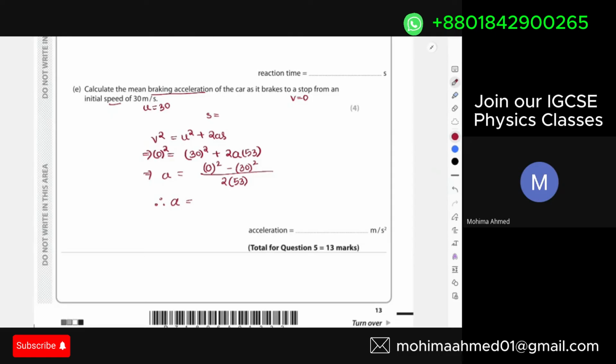That's 900 divided by 2 multiplied with 53. And that gives you, how much do you get? Negative 8.490. Negative 8.5 in that case we can write. So this is when the value for your A is going to be negative, right? This is your braking acceleration. That means obviously the object is decelerating. So I'll write negative 8.5 meters per second squared.